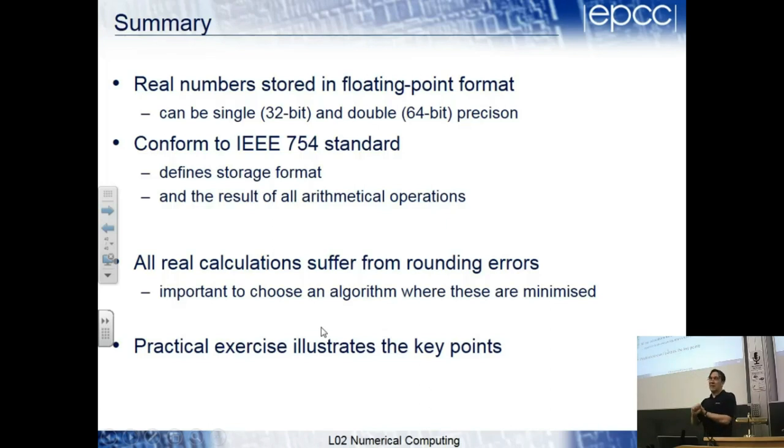32-bit gives you about eight significant figures of accuracy. 64-bit gives you about twice as many significant figures, 16 significant figures of accuracy. This is the IEEE 754 standard.